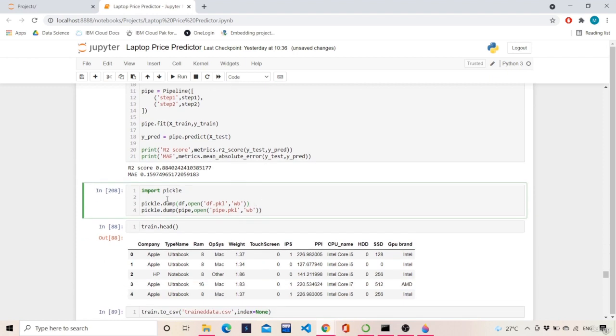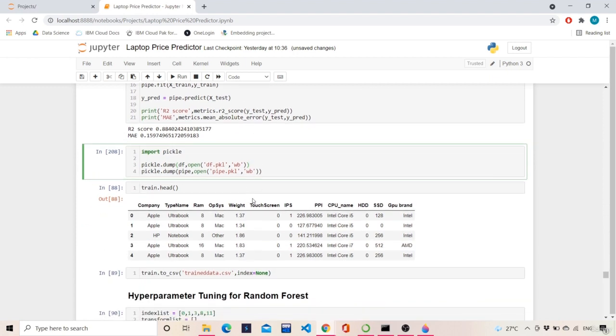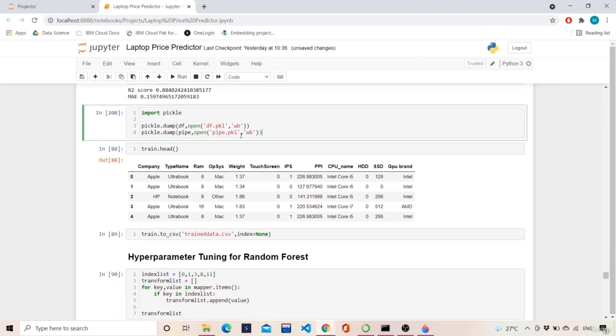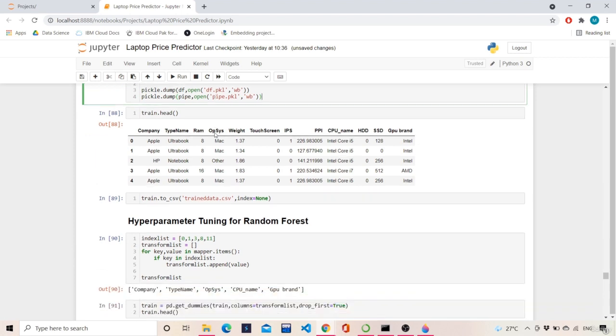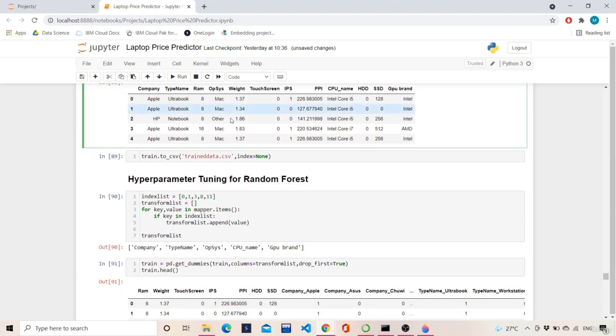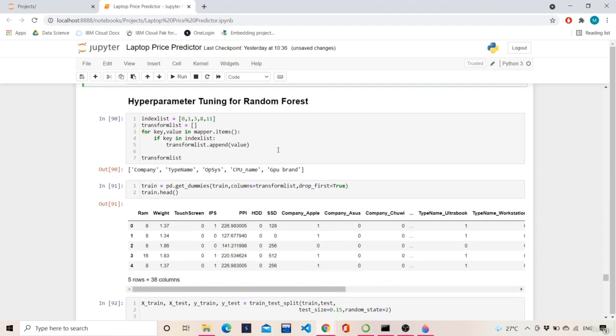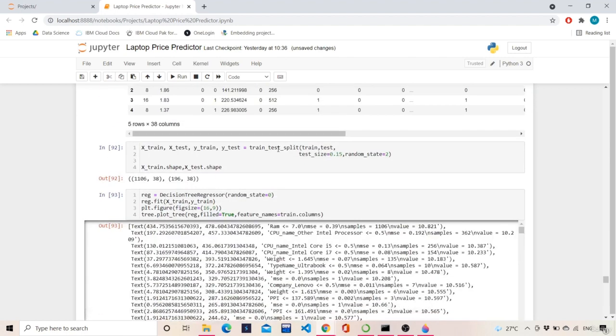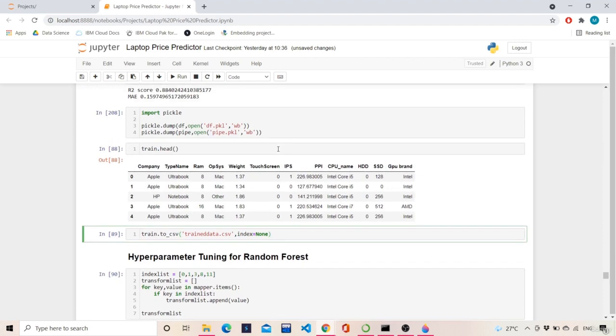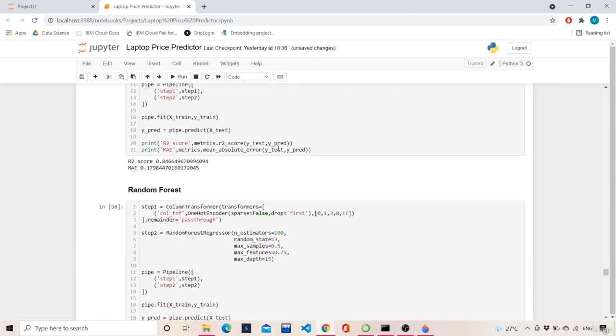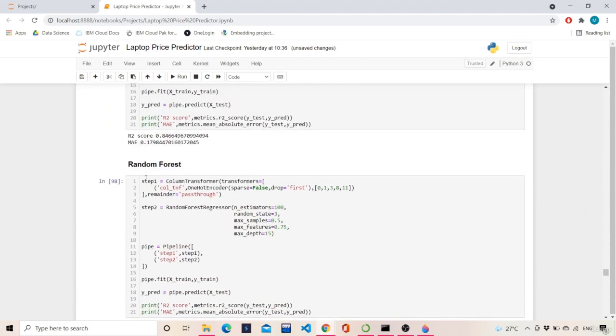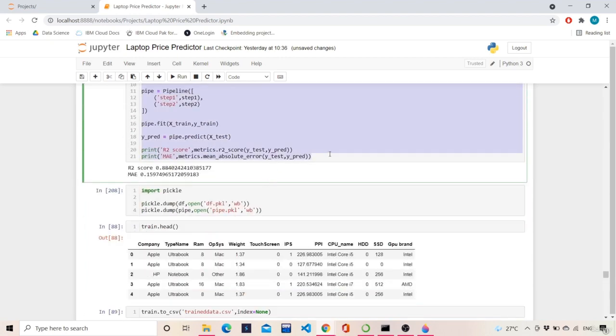So this is nothing but import pickle and pickle.dump, and all these kinds of things have been done. Just executed, and the model will be saved here, and then train.head and trainhead.csv, and everything. So that was all about the model building of decision trees and random forest, and we saw that the random forest algorithm gave us a very good result here.